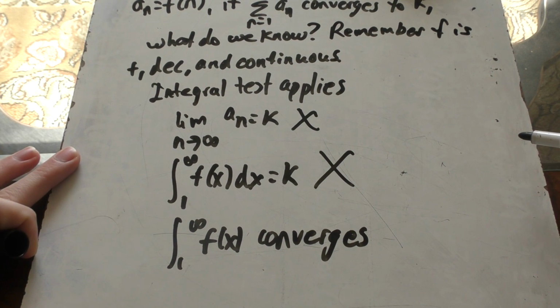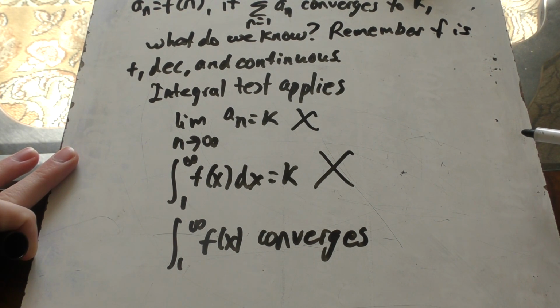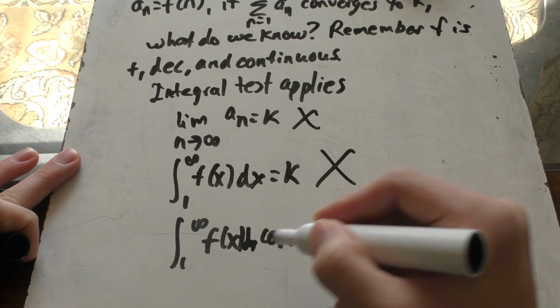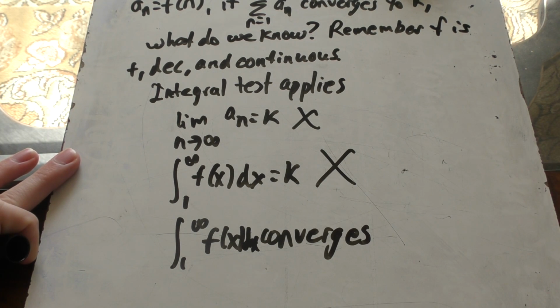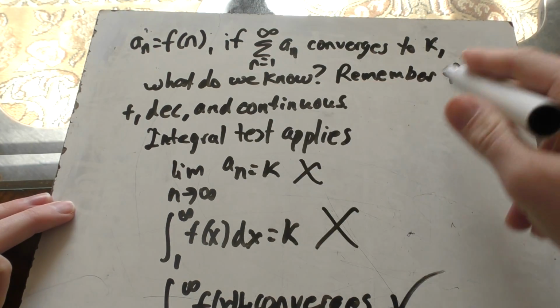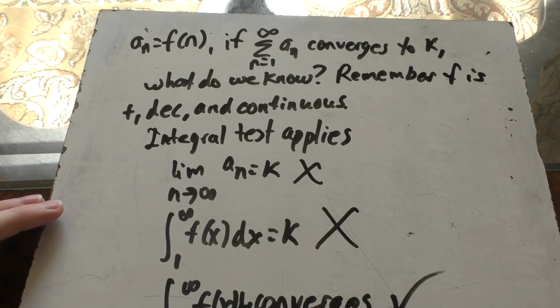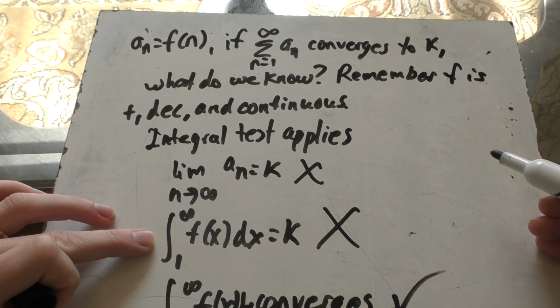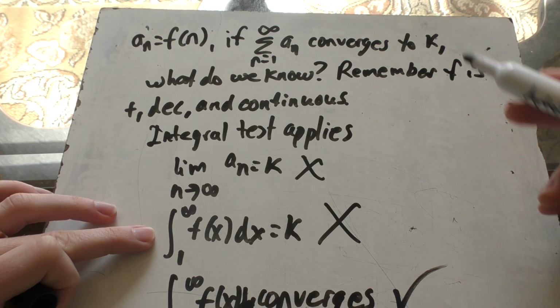The only thing we can conclude from this question is that the integral from 1 to infinity of f of x dx, almost forgot my dx, that integral from 1 to infinity of f of x dx converges. That's the only thing we can actually tell based off knowing this information about the series and that the series converges to k. We cannot tell this, and this was the big distractor. We cannot tell what the integral converges to based off this information.